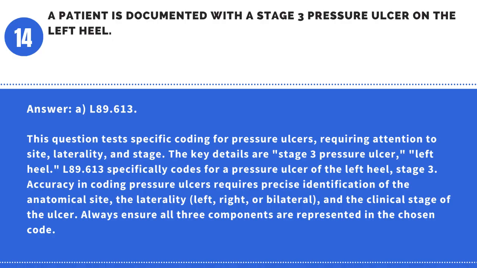L89.613 specifically codes for a pressure ulcer of the left heel, stage 3. Accuracy in coding pressure ulcers requires precise identification of the anatomical site, the laterality, left, right, or bilateral, and the clinical stage of the ulcer. Always ensure all 3 components are represented in the chosen code.